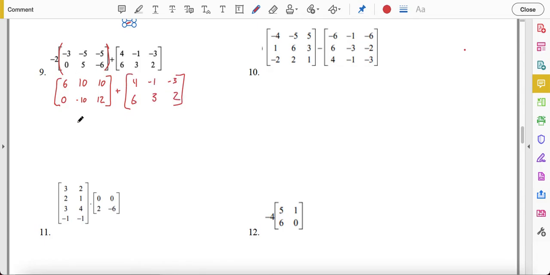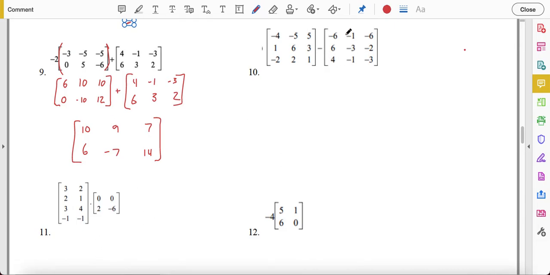Add the corresponding parts. So we've got 6 plus 4 is 10. 0 plus 6 is 6. Got 10 plus -1 is 9. -10 plus 3 is -7. Then 10 plus -3 is 7. And 12 plus 2 is 14. So that is our answer to this number 9 here.